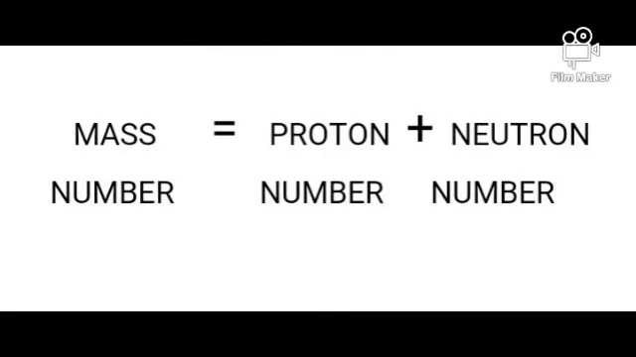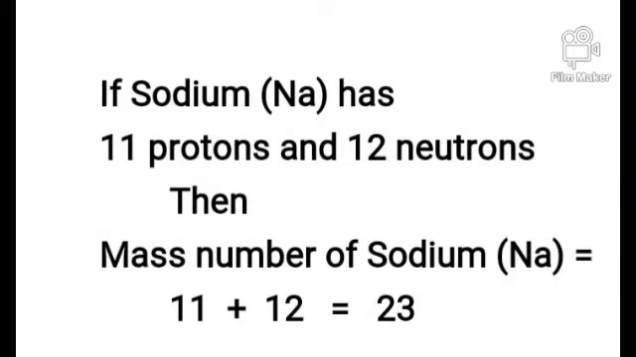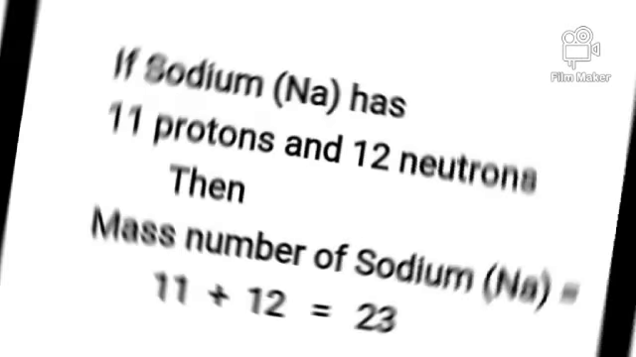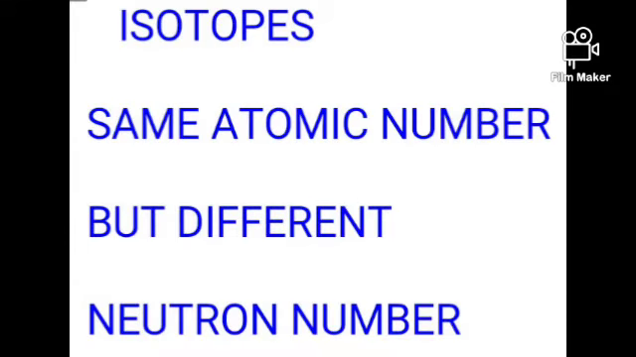properties of that element. The mass number of an atom can be derived by adding the proton number and the neutron number. Once you add that together, you get the mass number. So a good example, if sodium has 11 protons and 12 neutrons, then the mass number of sodium will be 11 plus 12. Do not forget that proton number is atomic number, so that the atomic number of sodium will be 11. Electron number normally determines chemical properties of an element.